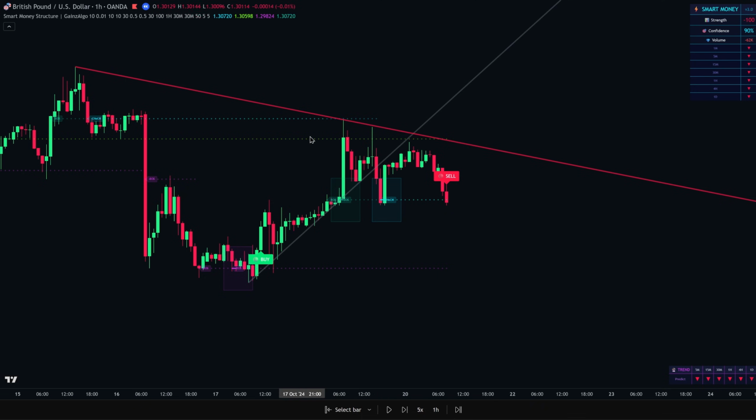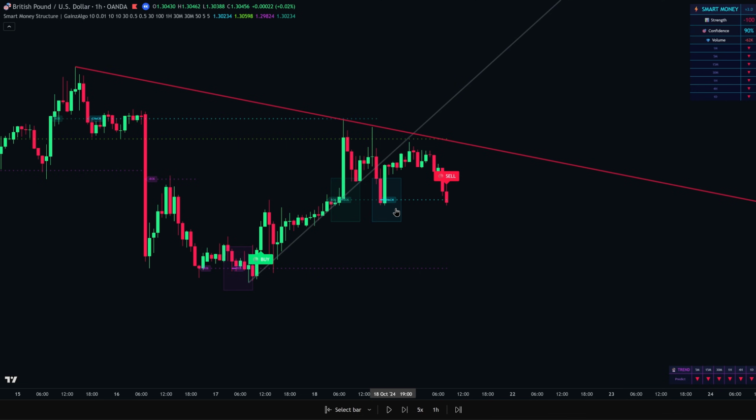Now, as price pulls back and reacts around this red trend line, we can see a clear change of character forming. This change of character tells us that buying pressure is weakening, and sellers are beginning to regain control of the market. Shortly after that, price breaks below the change of character level, which confirms bearish continuation.